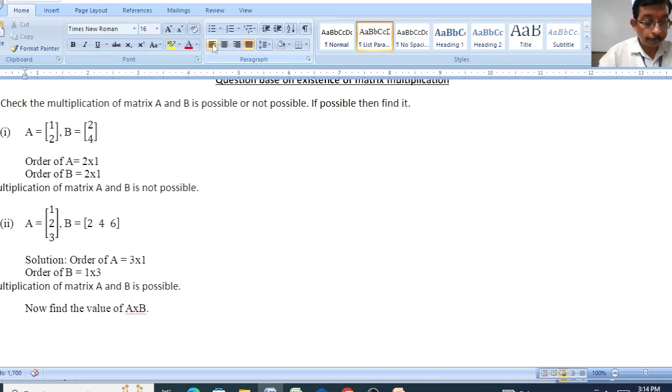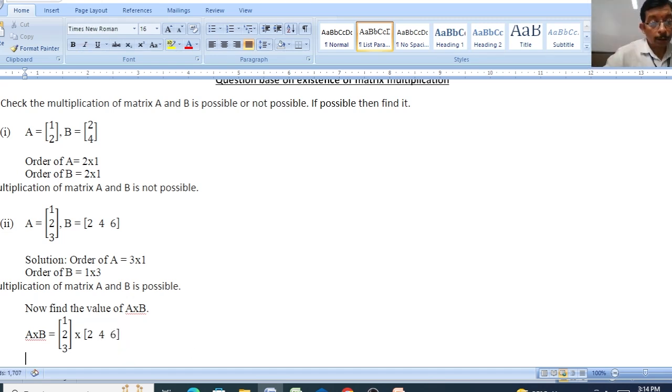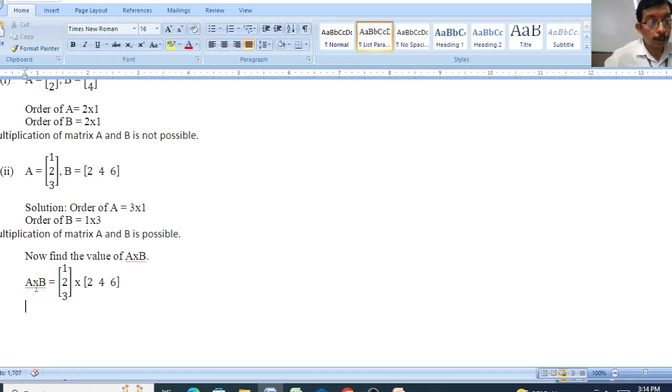A cross B equal to, note down the matrix A, matrix B, A cross B.